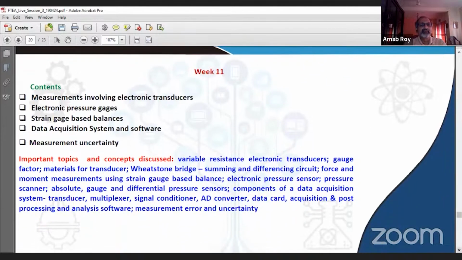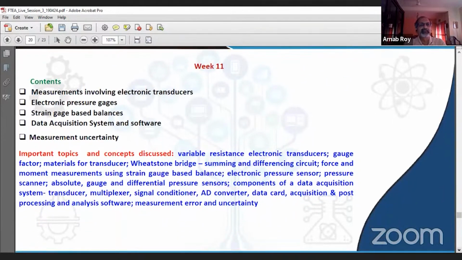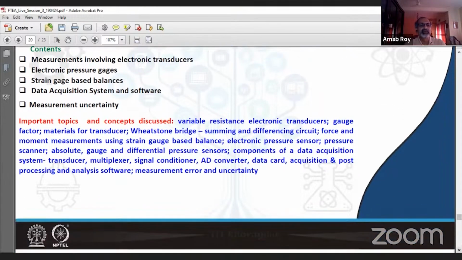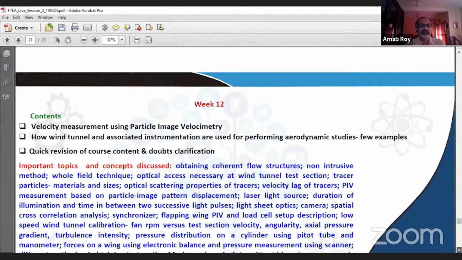In week 11, we further expanded our knowledge more towards the electronic instrumentation part. In week 10, we had spent more time on the mechanical kind of devices, while week 11 brought us closer to the electronic measurement techniques in the domain of pressure gauges and balances, data acquisition systems, and so on. A little bit on measurement uncertainty also.